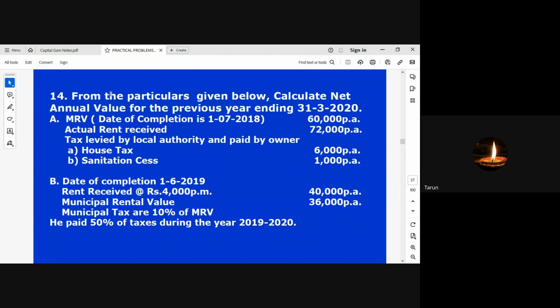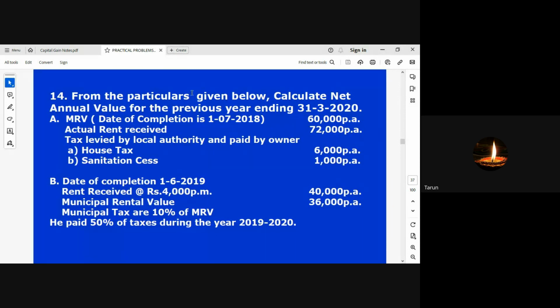There is also another question given, with house tax and sanitation cess, and other taxes also. In this there is a municipal tax at 10% of MRV, and he paid 50% of taxes during the year 2019-20. So this is a question where you now need to calculate the net annual value. While calculating the net annual value, you need to deduct all the taxes which have been mentioned in the question. So once you deduct all the taxes, you will get the net annual value.